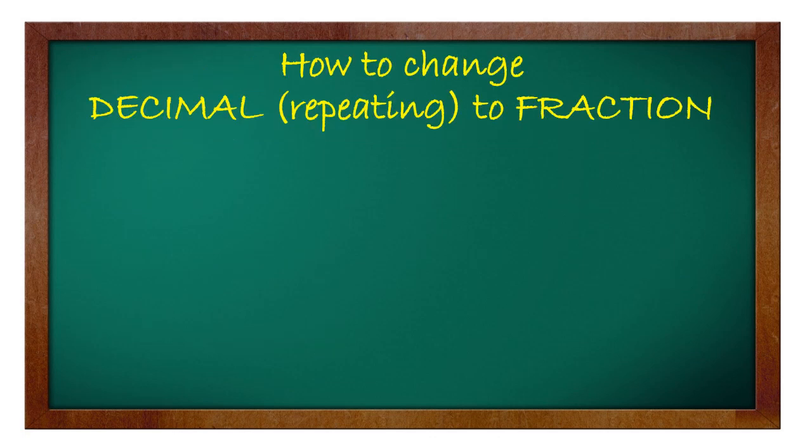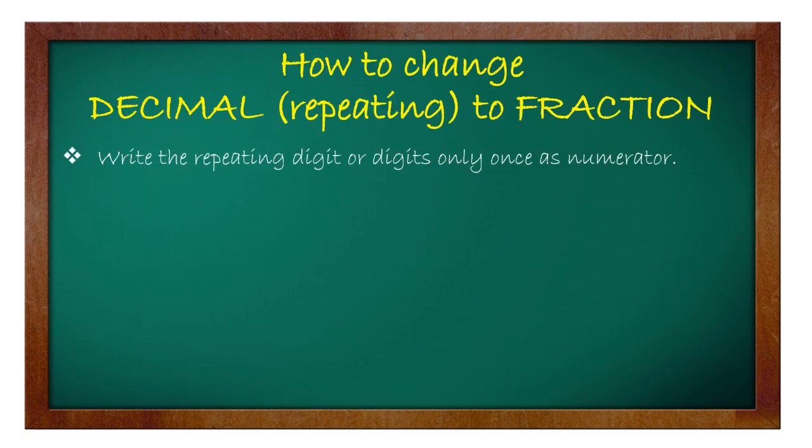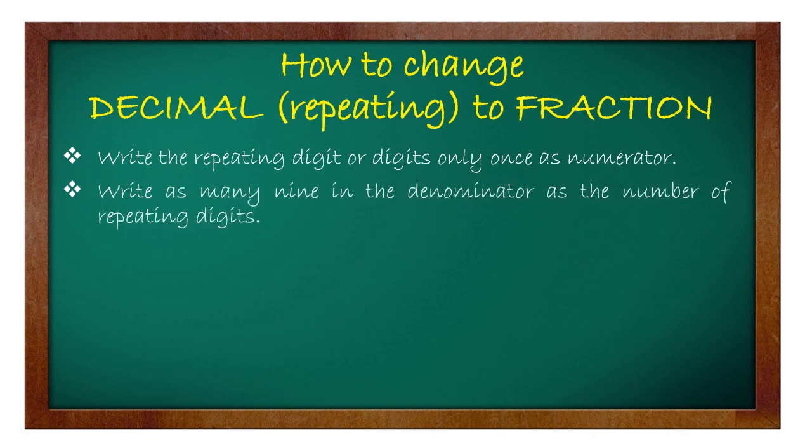Okay? Next, how to change decimal, the repeating decimal, into fraction. Kanina, terminating decimal, ngayon naman repeating decimal. So first, we have to write the repeating digit or digits only once as a numerator. Ibig sabihin, sa numerator, isusulat natin kung ano yung repeating decimal natin. And then, write as many 9s in the denominator as the number of repeating digits. Ibig sabihin, sa denominator natin, kung ilan yung umuulit na digit, yun yung bilang ng number na 9 na ilalagay natin.